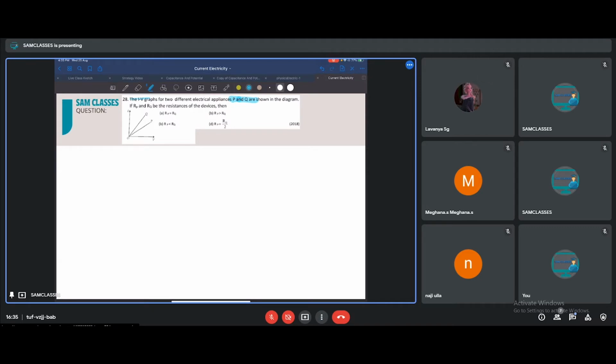The slope of the IV graph gives me 1 by R. See, if I have V by I, that is equal to R. If I have a VI graph, it gives me R. But if I have an IV graph, it is equal to what? 1 by R. Correct. So the IV graph gives me 1 by R. So whose slope is more?